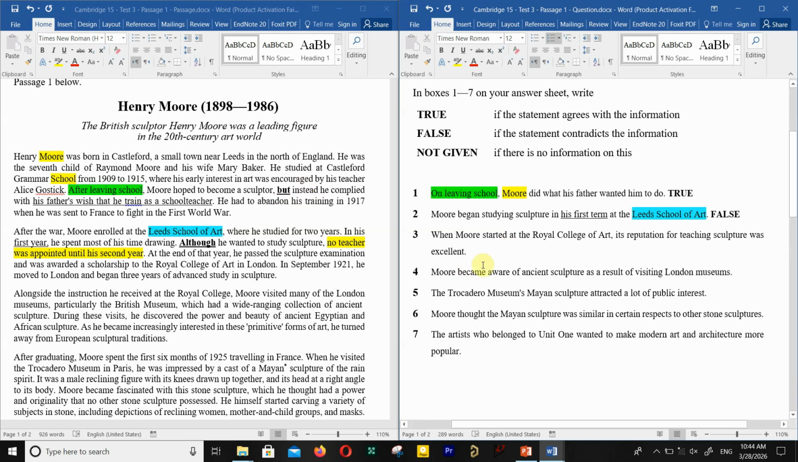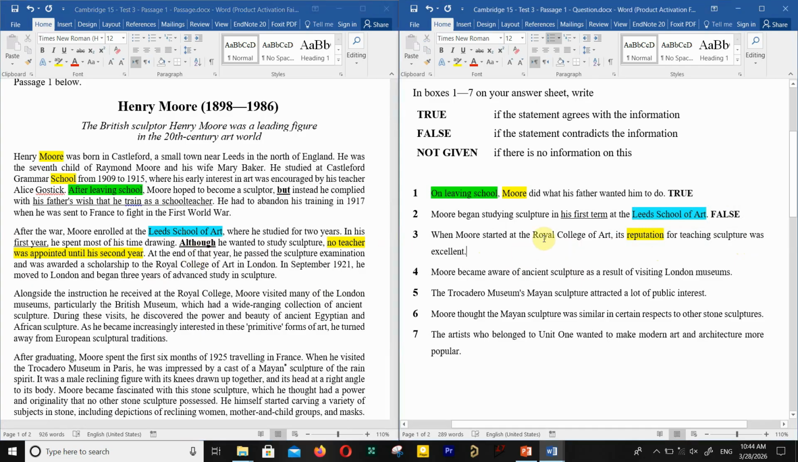So the third question: when Moore started at the Royal College of Art, its reputation for teaching sculpture was excellent. This is something related to reputation, its reputation.